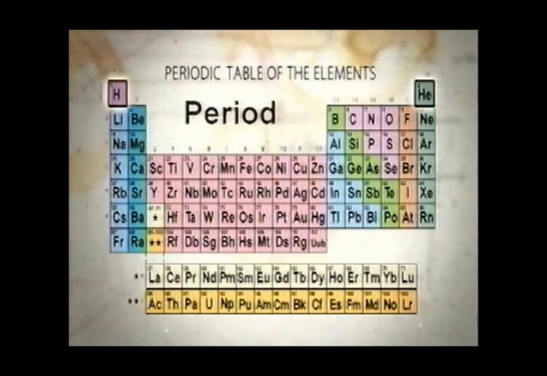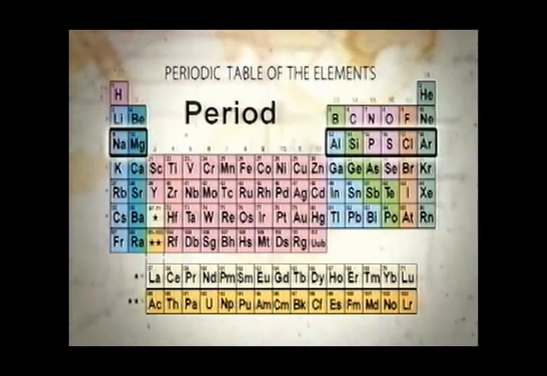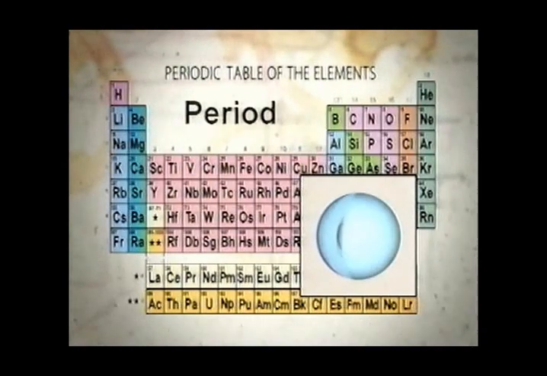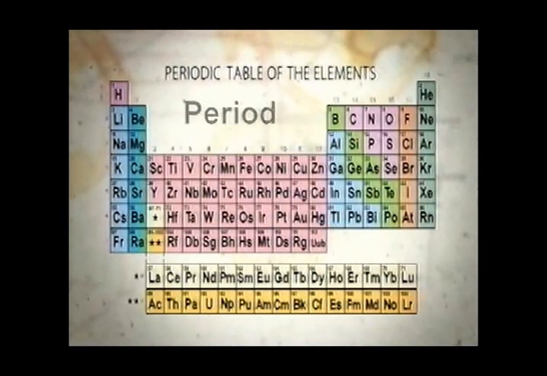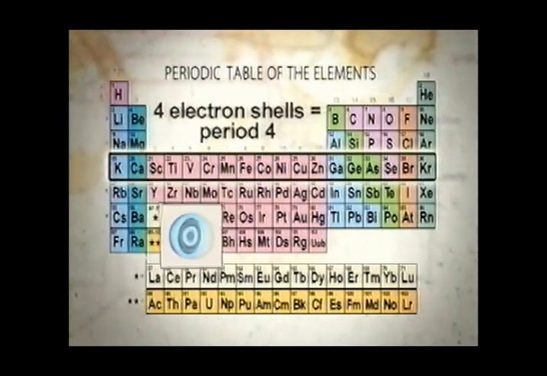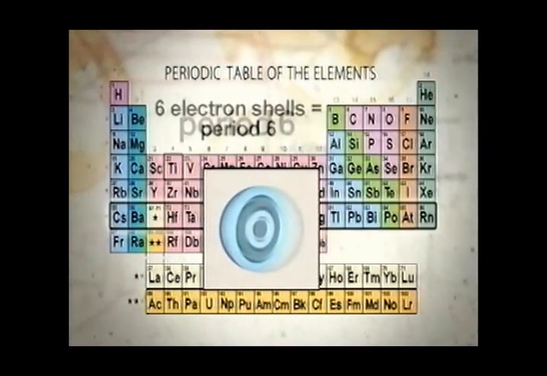As you read the periodic table from top to bottom, each horizontal line is called a period. Each period represents the number of electron shells the element's atoms normally have. For example, there are 4 electron shells in an atom of gallium, so it lies in period 4. Meanwhile, an atom of thallium in period 6 has 6 electron shells.